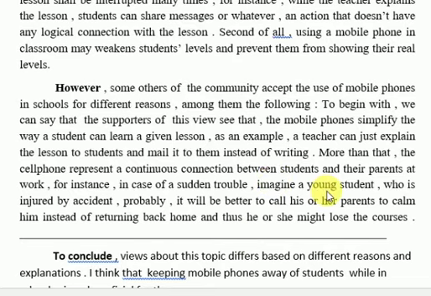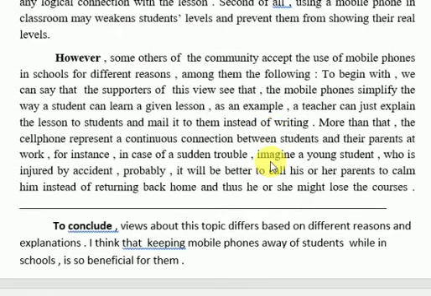Imagine a young student who is injured by accident. Probably it will be better to call his or her parents to calm him instead of returning back home, and thus he or she might lose the courses. So of course these are also examples to support the opposing argument. So the opposing argument is the argument which says that mobile phones should be allowed in schools.